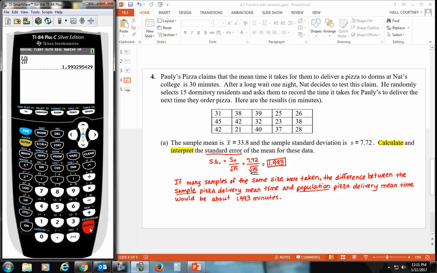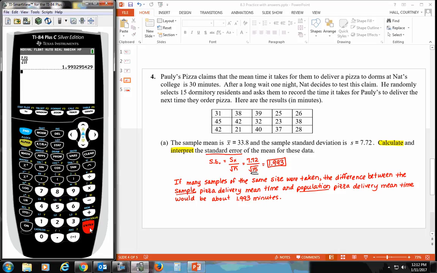It does say that we have to interpret it as well. So you have to start off by saying you have many samples of the same size. Remember that we do have to have the same size each time because we are using that 15 to find the standard error. So we can't change it each time. It's got to be consistent. So if we take many samples of the same size, the difference between the sample pizza delivery mean and the population pizza delivery mean would be about 1.993. So the standard error is the difference between your sample mean and your population mean, and make sure you do bring it back to the context of the problem.